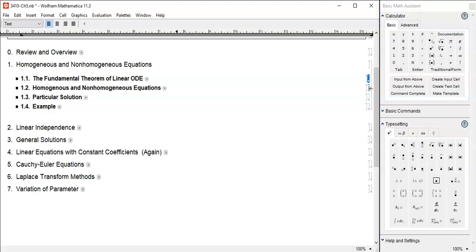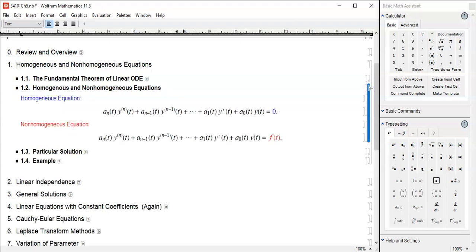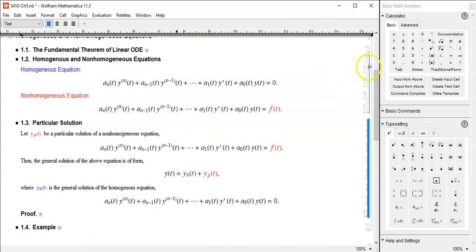Okay, next let's go over to homogeneous and non-homogeneous equations. This kind of thing is called a homogeneous equation, equal to 0. And this kind of thing is called a non-homogeneous equation, equal to something else, some f of t. Simple? All right. Now, why is this classification so important? Especially, why is the homogeneous equation so important? Well, that's answered in the next subsection here.